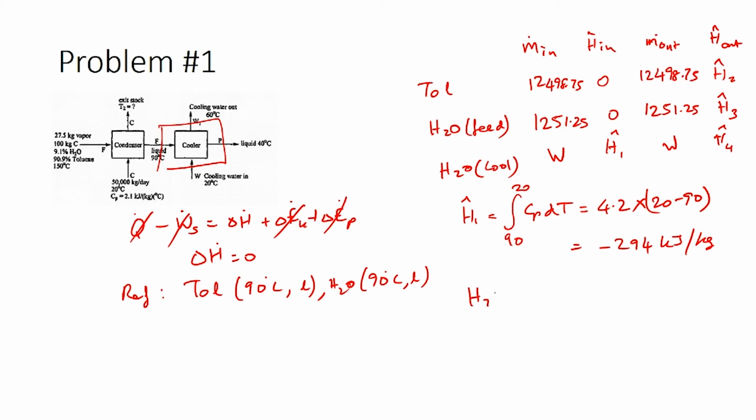So, H2 cap would be equal to the integral of Cp dT from 90 to 40, since toluene is leaving at 40 degrees Celsius. So, you have 40 as the temperature for the outlet stream. This would be equal to 1.7 times 40 minus 90, giving you a value of minus 85 kilojoules per kilogram.